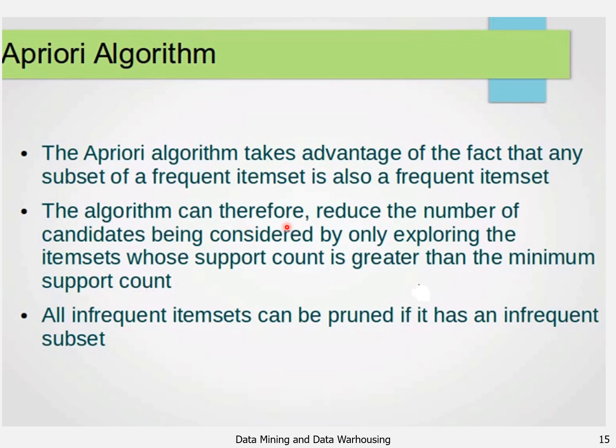Therefore, when the algorithm identifies items that are not frequent, it can remove them, or in other words, prune them. So any infrequent item set can be pruned if it has an infrequent subset. If part of an item set was found to be infrequent, then it will be pruned, so we will not even be looking at it. And this will clarify itself very well in the example when we look into it.